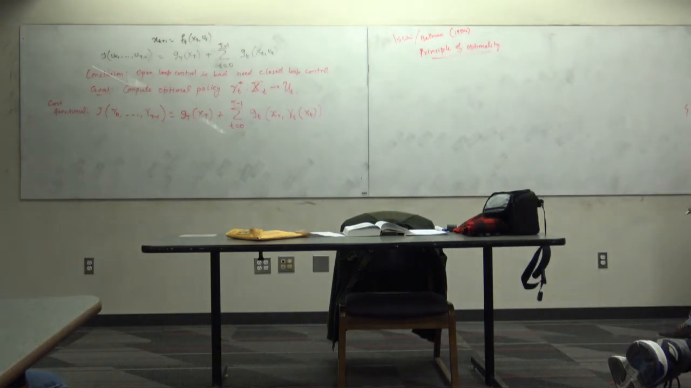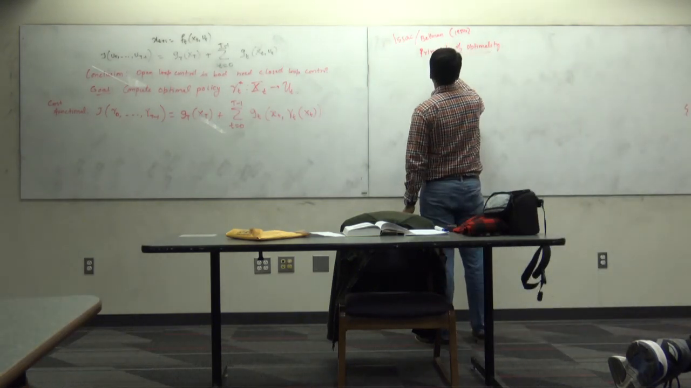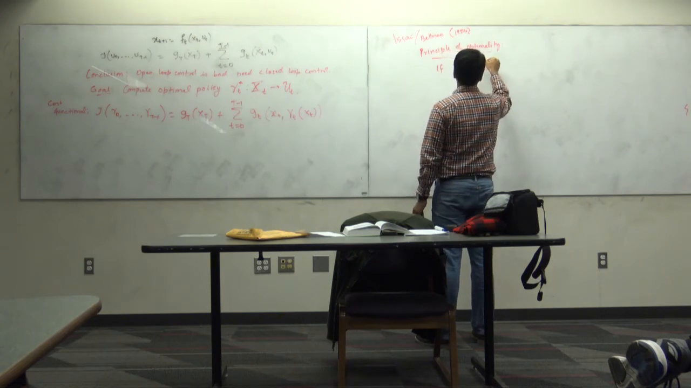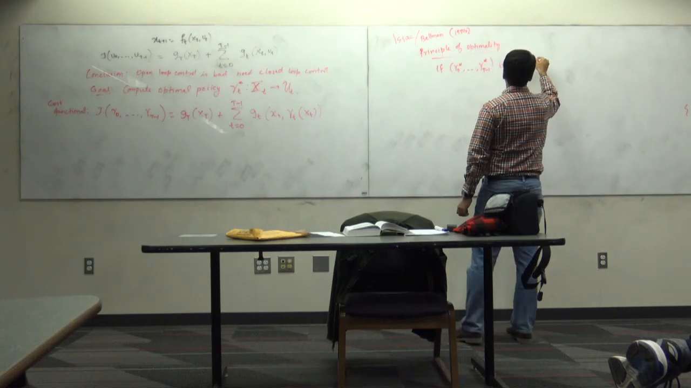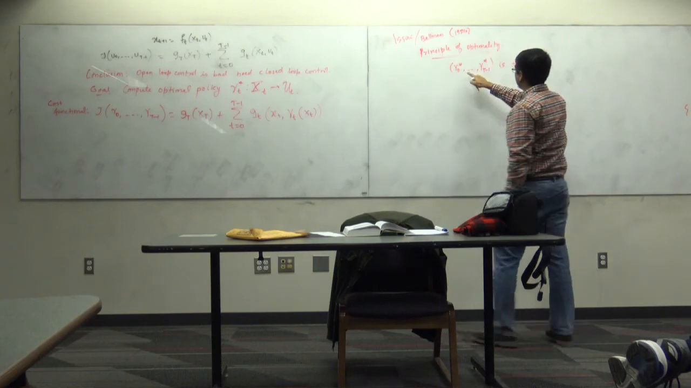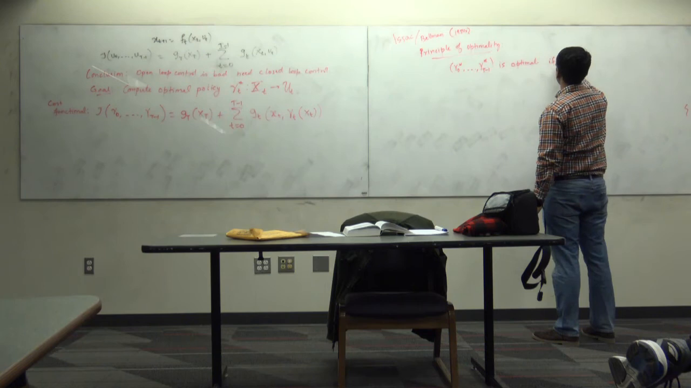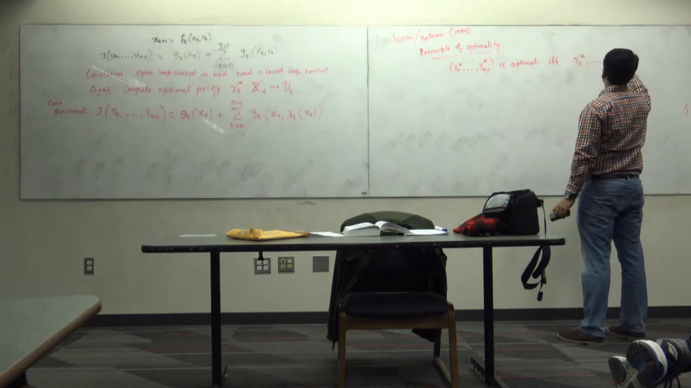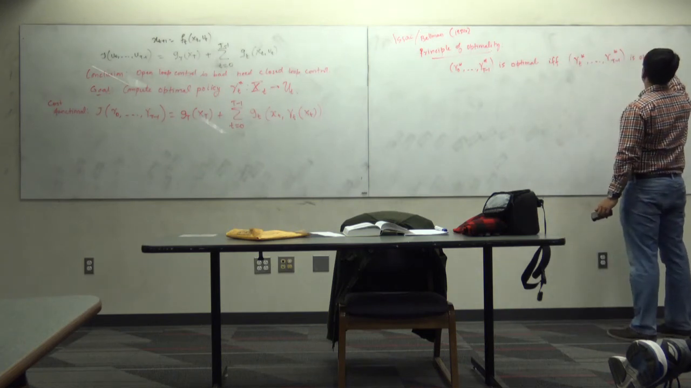Bellman's principle of optimality. What he said was that gamma 0 star to gamma t minus 1 star is optimal if and only if gamma t star to gamma t minus 1 star is optimal.